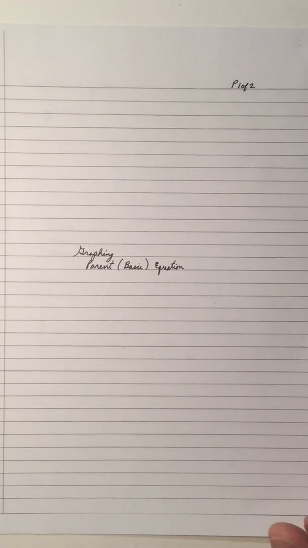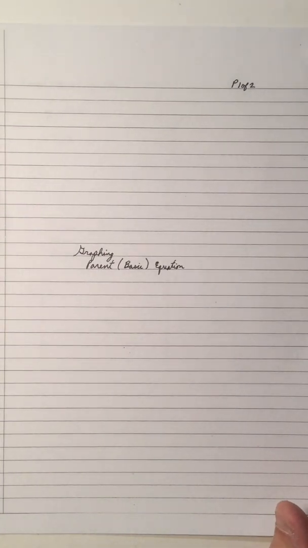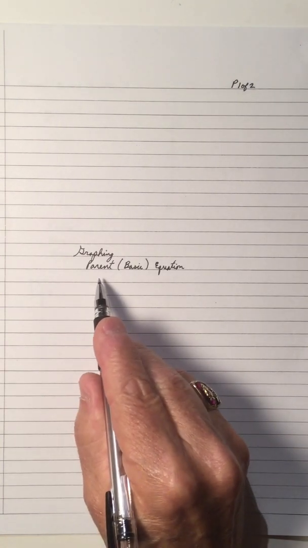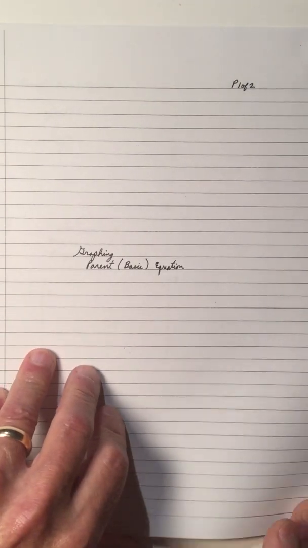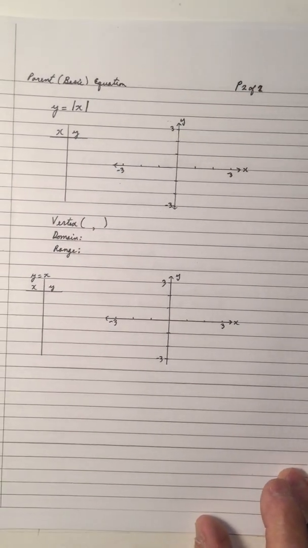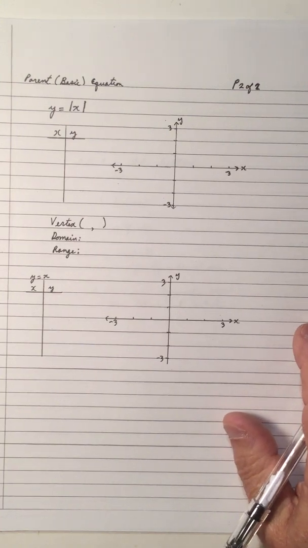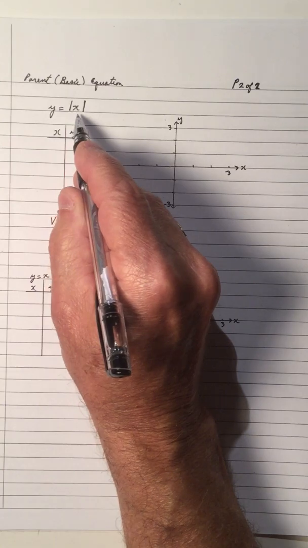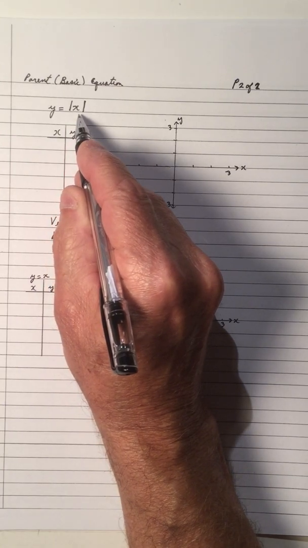Hi, welcome to my video on graphing absolute value, and we're going to look at the parent or the basic equation. The basic equation of the absolute value is y equals the absolute value of x.